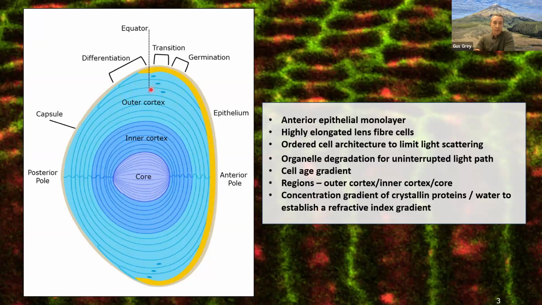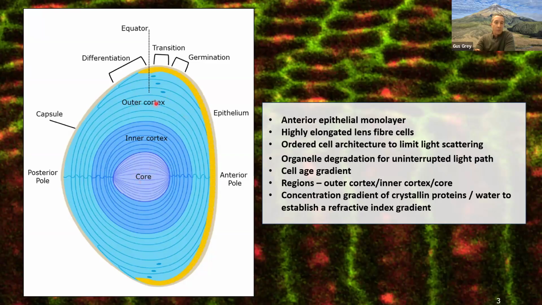That removes those organelles from the path of light, but it does place certain functional constraints, and I'm thinking particularly about metabolic constraints on those cells, particularly in the central part of the lens. So what we end up with is a cell age gradient. So the cells in the edge of the lens are very young. The cells in the center of your lens are as old as you are.